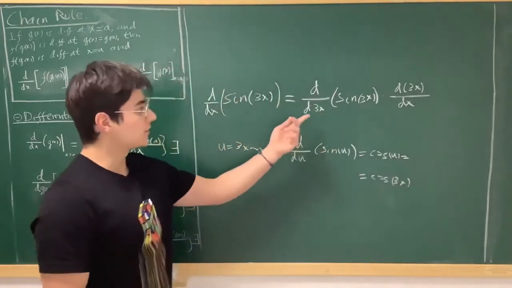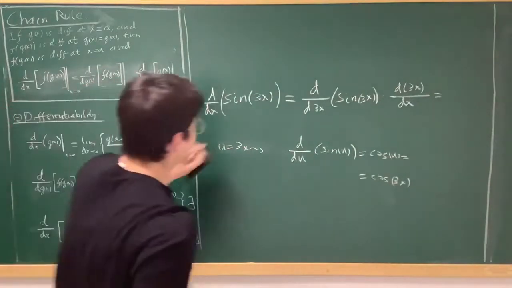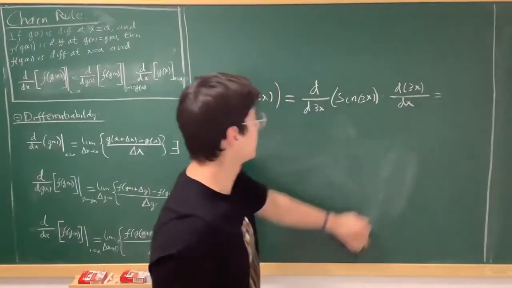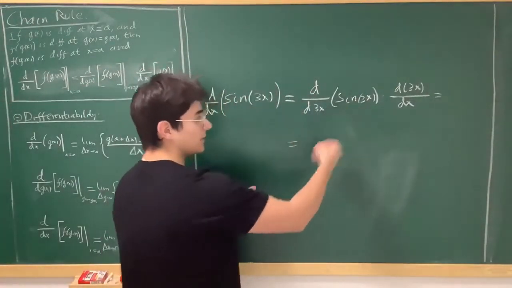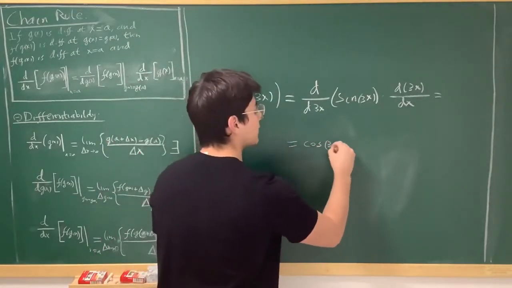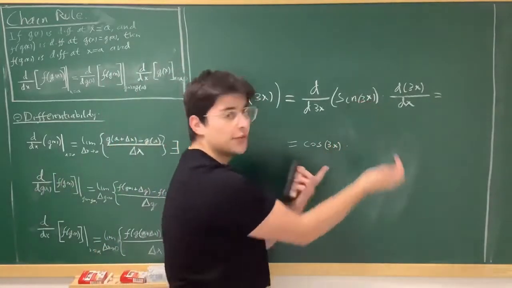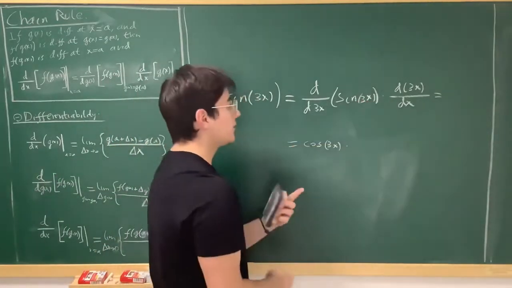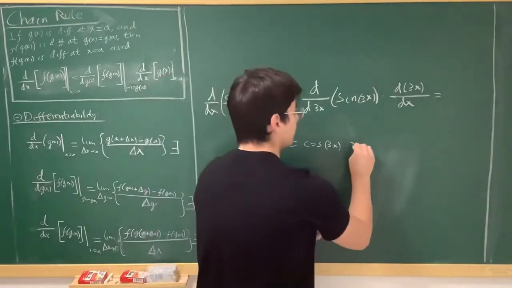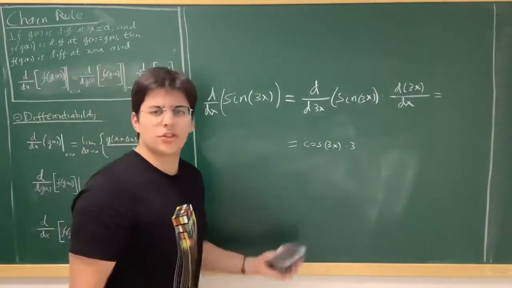So we have that this, as we saw earlier, is just the cosine of 3x. And now we have to multiply by the derivative of the inside function, 3x. And this is just a regular derivative, and it's just 3. This is a simple case, but it can apply to any functions that you have.